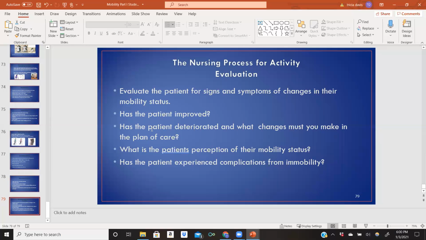So evaluating, we talked about the problems, we talked about what we were going to do to implement, okay, part of that ADPIE. Now we're evaluating. So we're going to evaluate the patient for signs and symptoms of changes in their mental status. Has the patient improved? Have they deteriorated, and what changes must I make now to improve that plan of care? What's the patient's perception of their mobility status? What do they think they could do?